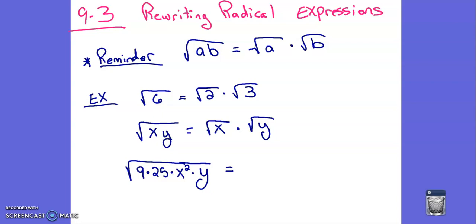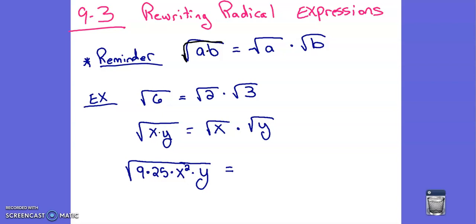It's been a while since you guys have probably simplified square roots, so just as a reminder, if you have the square root of two items inside, A times B, that's the same thing as taking the square root of each of them. Here's an example: the square root of 6 is the same thing as the square root of 2 times the square root of 3. The square root of x times y is the same thing as the square root of x times the square root of y. So let's look at this one.